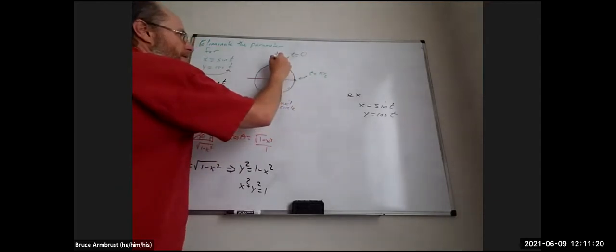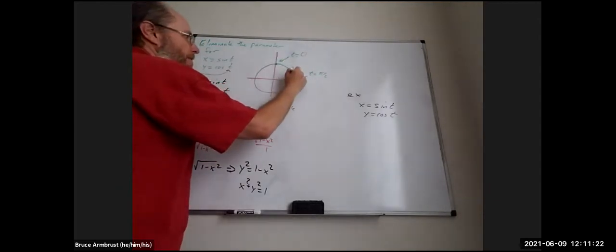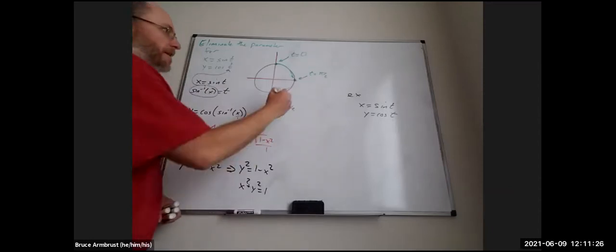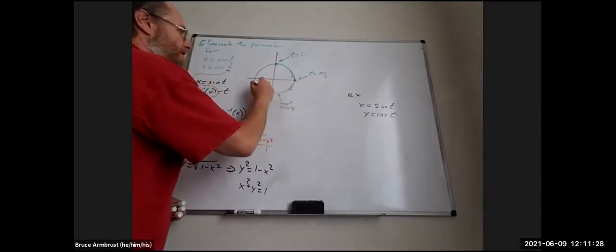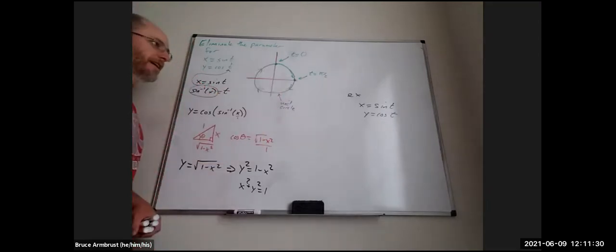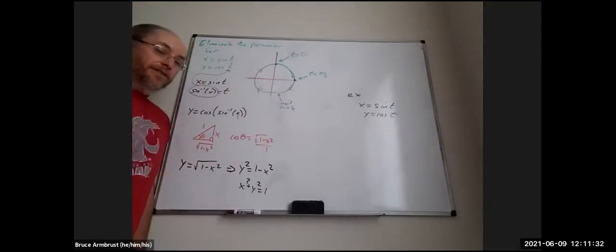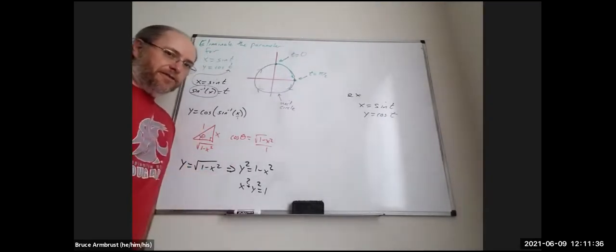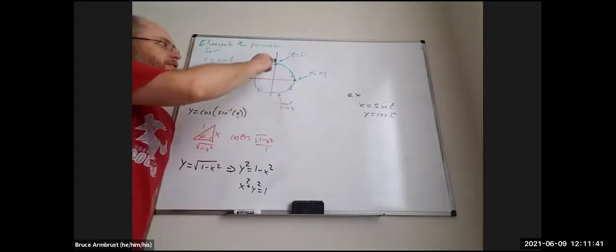So we went from the top down in this direction. And if you continue doing this, plugging in more t's, you're going to see that what we're doing is actually traveling around this circle in a clockwise direction. So it's not our usual counterclockwise, but we're going in a clockwise direction. And we actually started at the top.